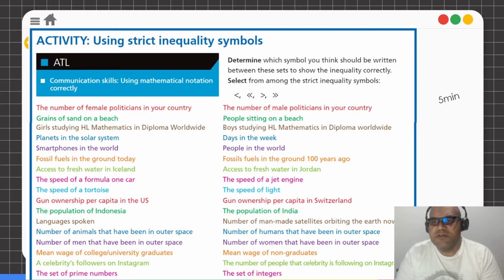We have these symbols to use. Determine which symbol you think should be written between these sets to show the inequality correctly. Select from among the strict inequality symbols: less than, much less than, greater than, or much greater than. Read each one and figure out what you think. Pause the video now for 5 minutes and work on this activity.